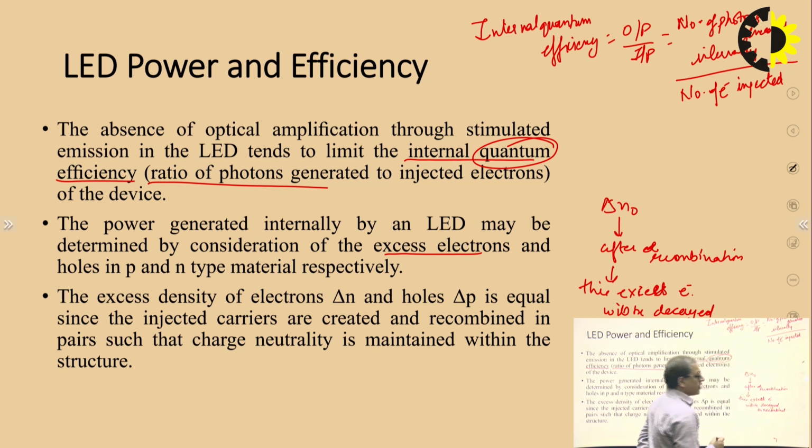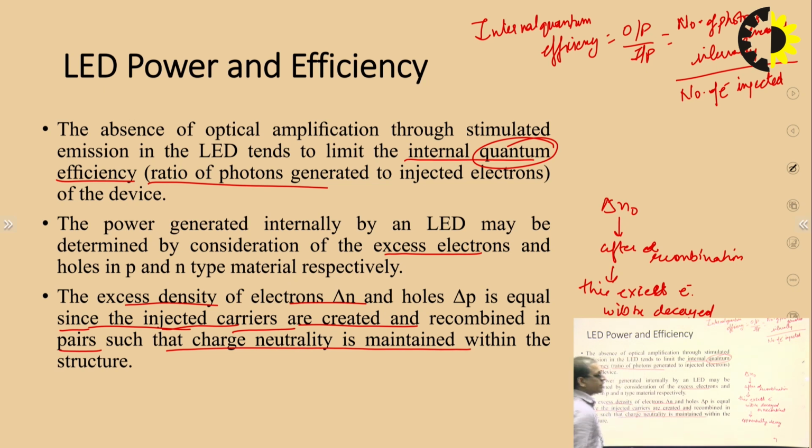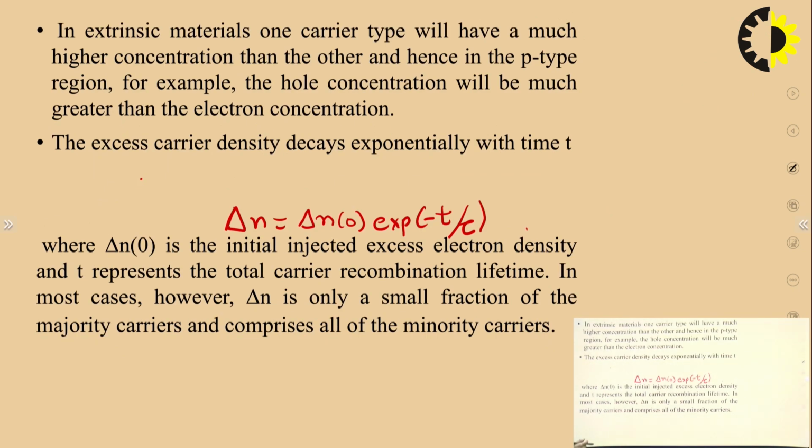And this decay of electrons will be exponential, because it depends on the lifetime of the carrier. Clear? So the initial excess density of electrons, delta n, is equal to delta p, since the injected carriers are created and recombined in pairs such that charge neutrality is maintained within the structure.